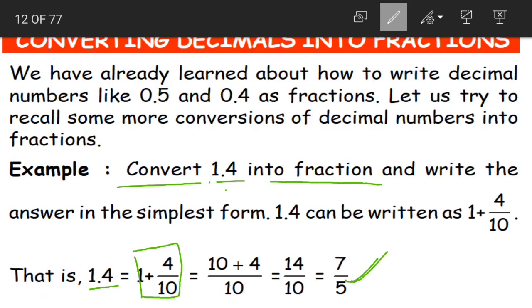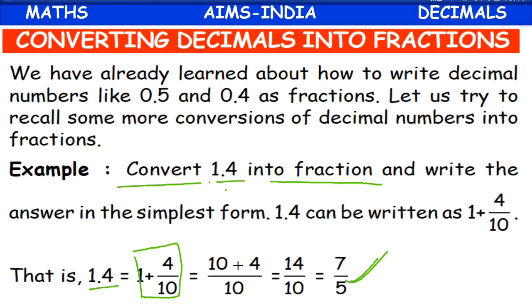What is the answer here? 7 by 5. Understood? What did we learn just now? Conversion of decimals into fractions. Now we know both the basic decimals and also a complicated decimal like this can be converted into a fraction. Let us revise again.